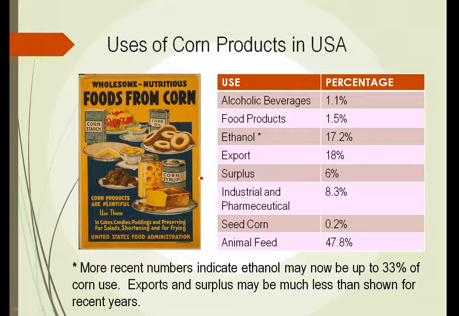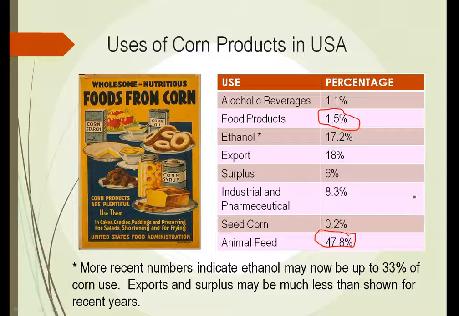This chart shows a breakdown of how we use corn products in the United States. If we look for human food products, of all the corn we grow in the United States, only 1.5% of it ends up being used for food products. The single largest quantity, almost 48%, is used as animal feed.